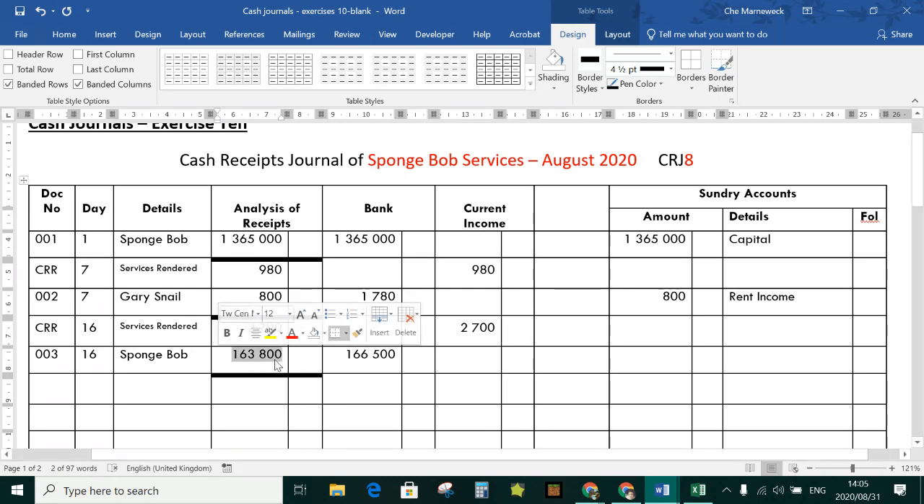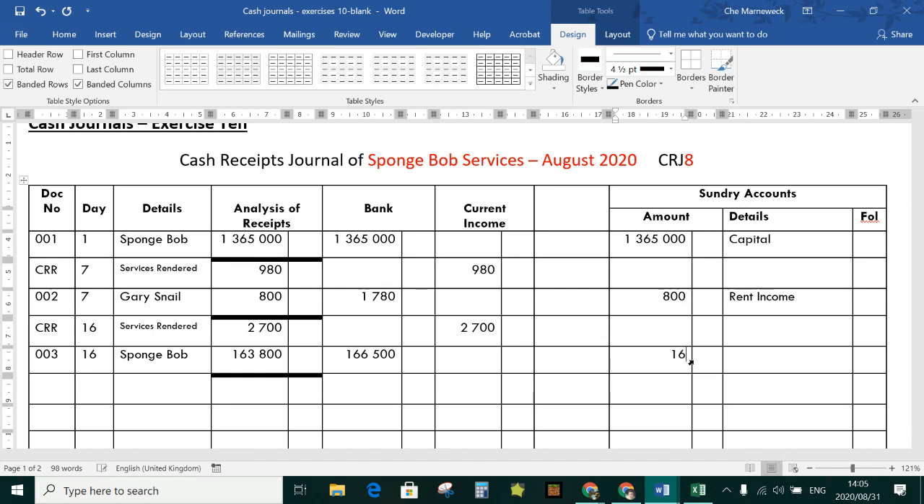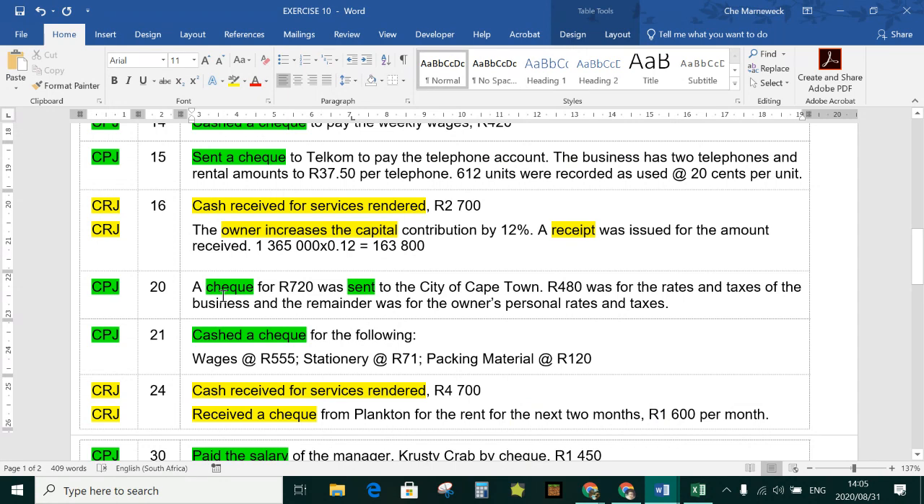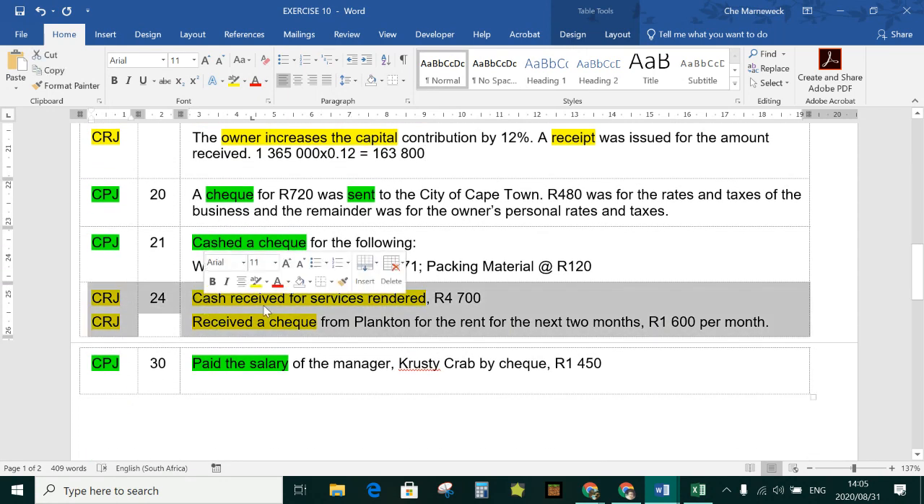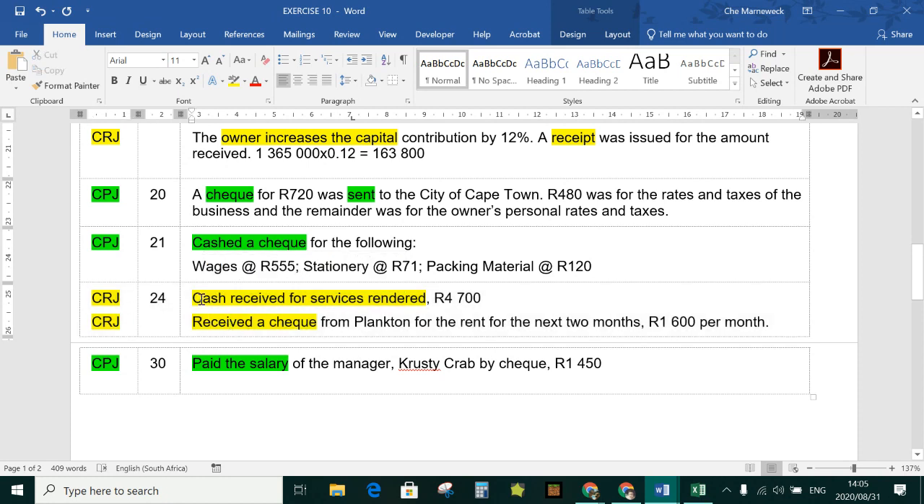What is that 163,800 for? Capital. Do we have a column for capital? No. So we go to sundry. 163,800 and it's for capital. We then have a look. Do we have any more transactions? Yes, on day 24 we have 2 receipts transactions. So the first one on day 24, cash received for services rendered, 4,700.